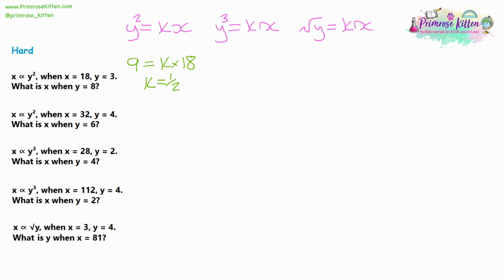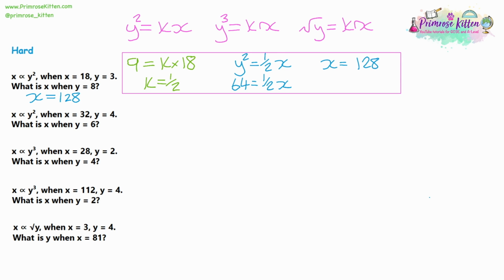So now I can write out the equation. y squared is a half the size of x. And we have our follow-up question. What is x when y equals 8? So let's substitute y in. So if y is 8, y squared would be 64. So we're saying that 64 is half the size of x. That means that x would have to be the opposite. That'll be twice as big. So x is going to be 128. Given we've got so much working out, let's make it very clear that my answer is 128.